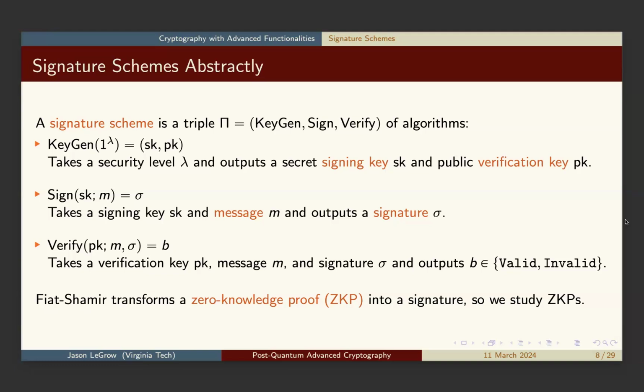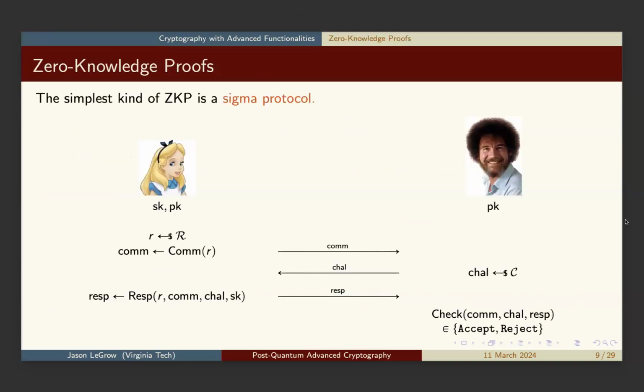So what we're going to do is study zero-knowledge proofs. And indeed, we're not even going to study zero-knowledge proofs in full generality. The last time I talked about this stuff, I mentioned that Sigma protocols are basically good enough for everything. But it turns out that in the code-based setting, sometimes you want a 5-round protocol. And someone there was big on the 5-round protocol.